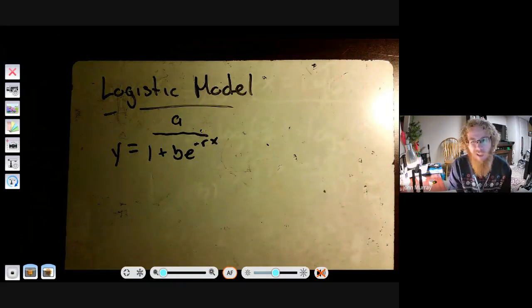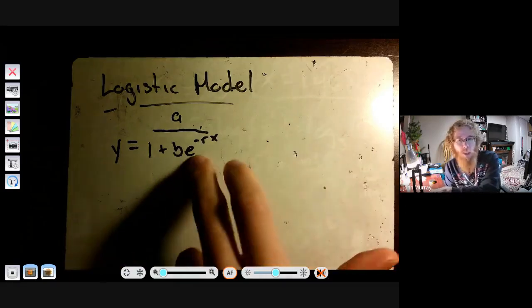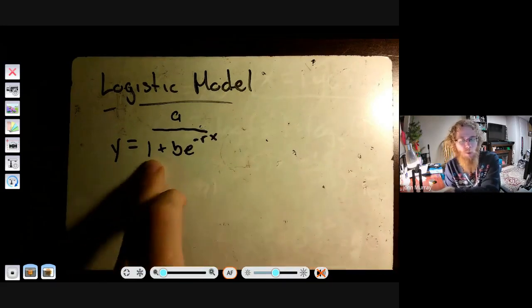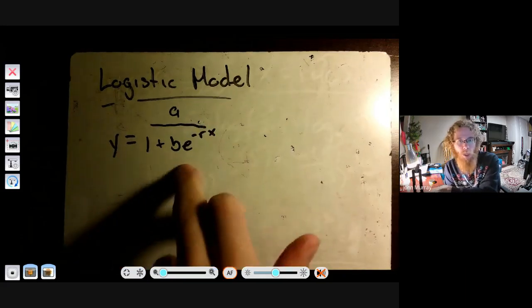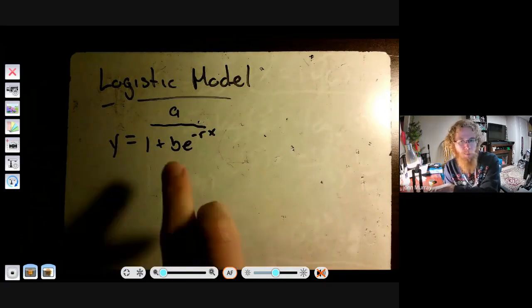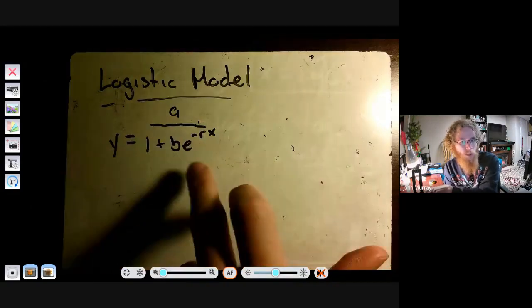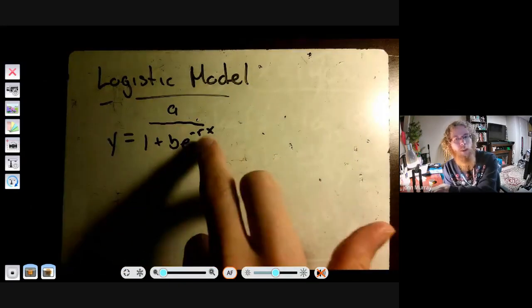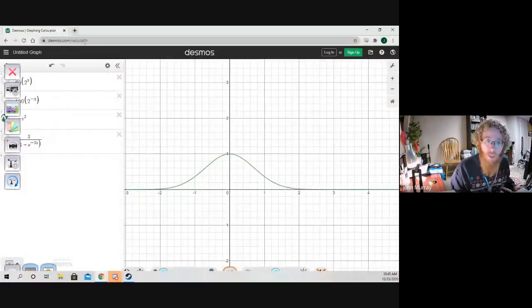So here we have an exponential in the denominator with a negative exponent. Now, the reason we can't bring this up to the top is because this is tied in with this +1. So all of this is on the bottom, and we can't move that to the top. Having an exponential in the denominator with a negative exponent gives us a really interesting graph, and I'm just going to show you that.